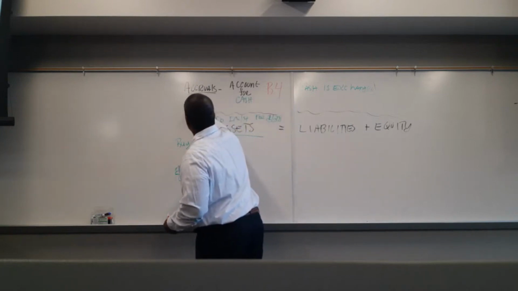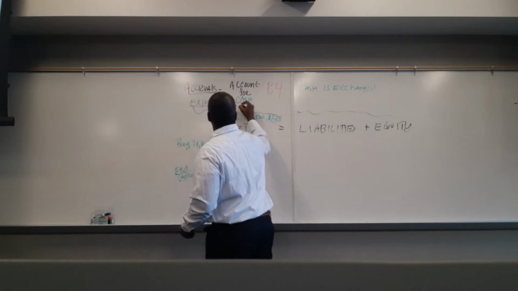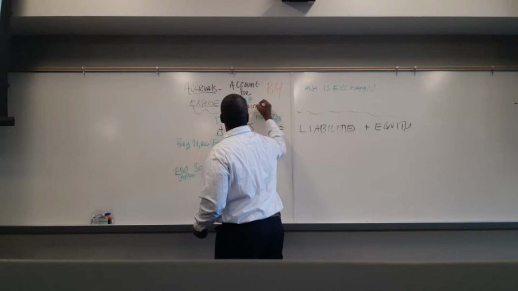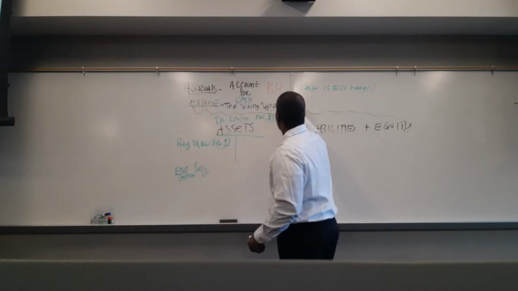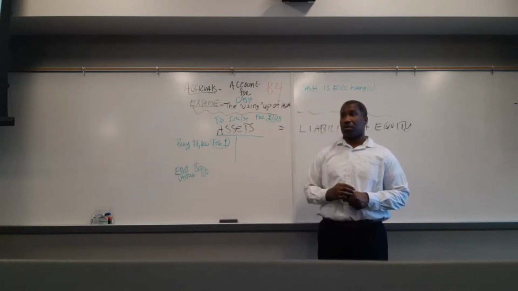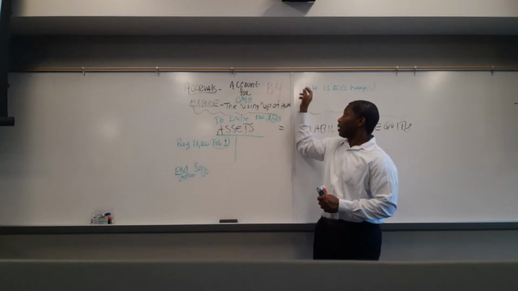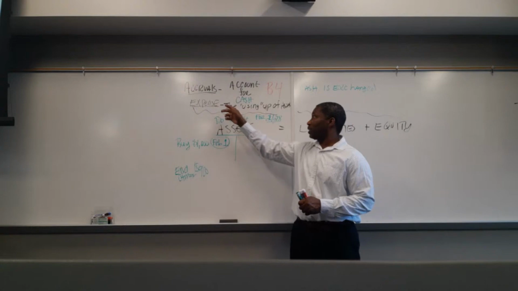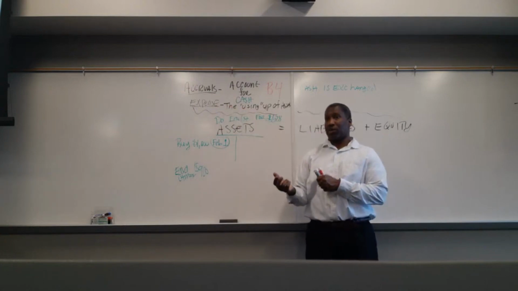An expense. The simple, easy part. An expense is the using up of assets. Okay? It's the using up of assets. So an accrual is accounting for cash before cash is received. An expense is a using up of assets. There are other things that go with it, but we're just worried about the assets part right now.